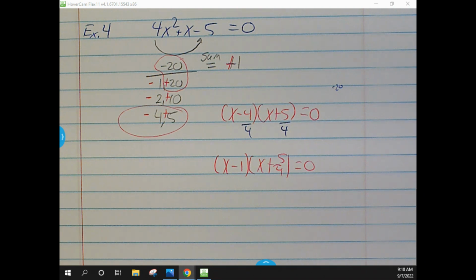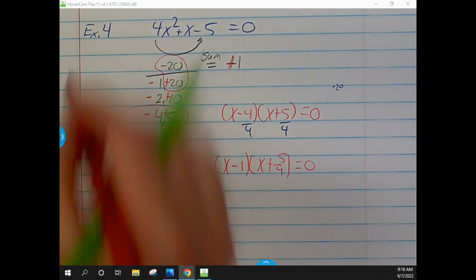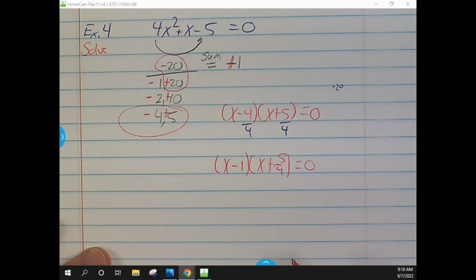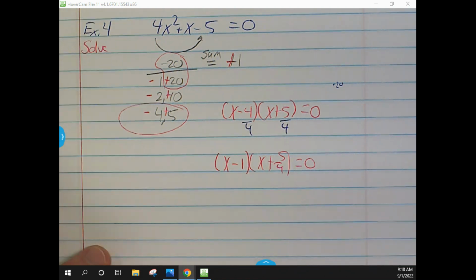Now here's the thing with this one. We could do bottoms up, but it's actually going to take a little bit longer, because when we're solving, once you've got it here, you don't have to do bottoms up. I mean, you can if you want to, but it's just going to take a little bit longer because we're going to set both of these parentheses equal to 0.